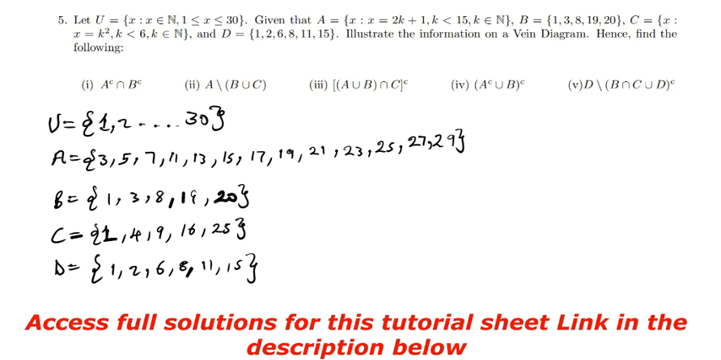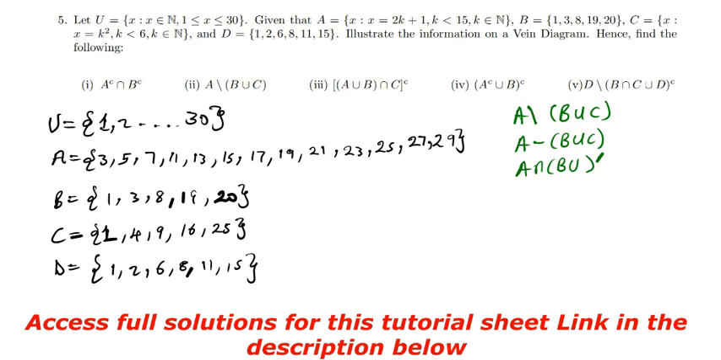So I'll just pick one and try to answer. Let me answer part 2, then you are going to answer part 1 or all the remaining ones. So we have A, the difference of sets, then B union C. The difference of the sets simply means A minus open B union C. So this will be A intersection open B union C, and then we have a complement.